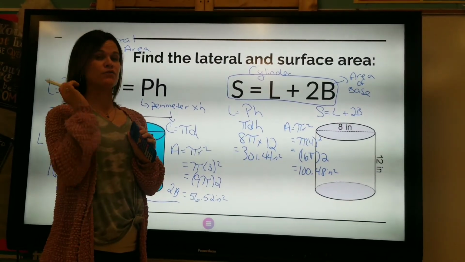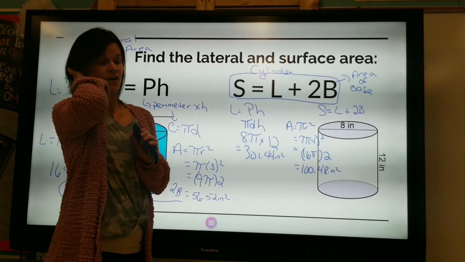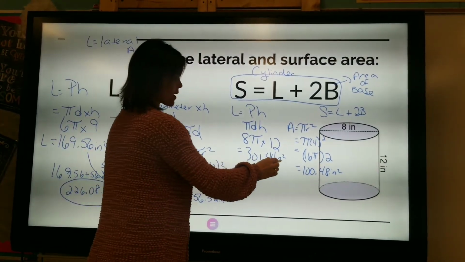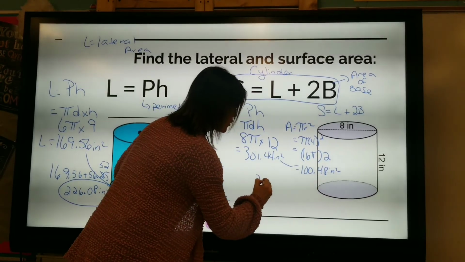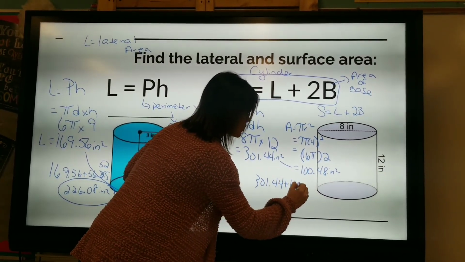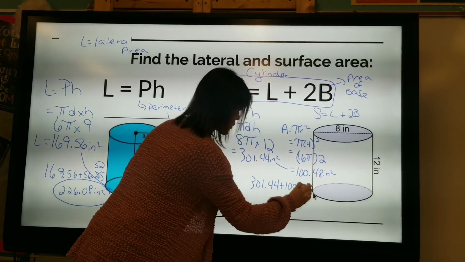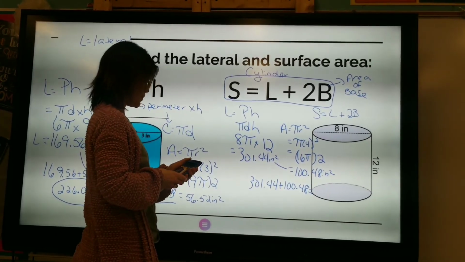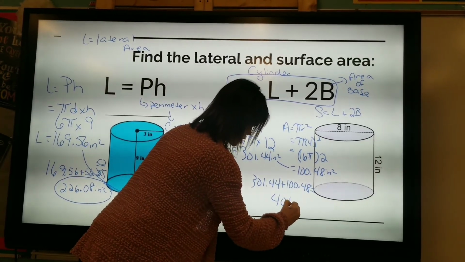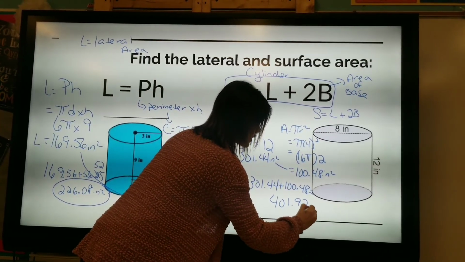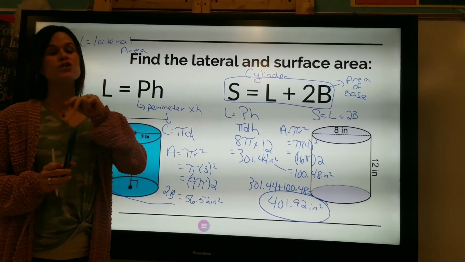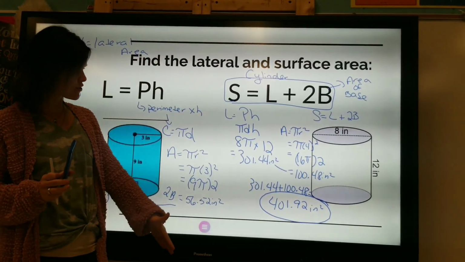Now I can find my surface area. What am I going to do to find my final surface area? Kennedy, what do you think? Right, I'm going to add those 2 numbers together. 301.44 plus 100.48. And again, if you use the pi button instead, you will have a little bit different answer. We should have 401.92 inches squared. And for this, I only had 2 examples to go through because they're so long.